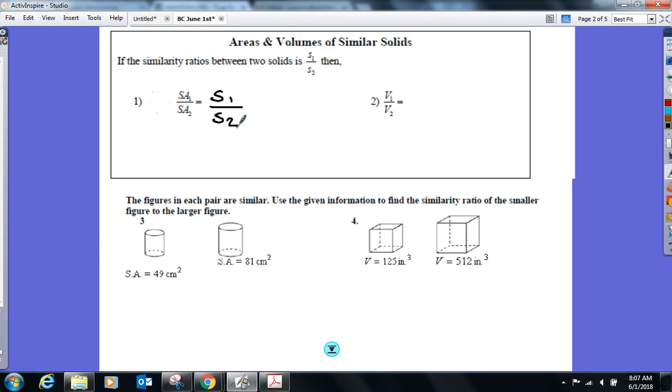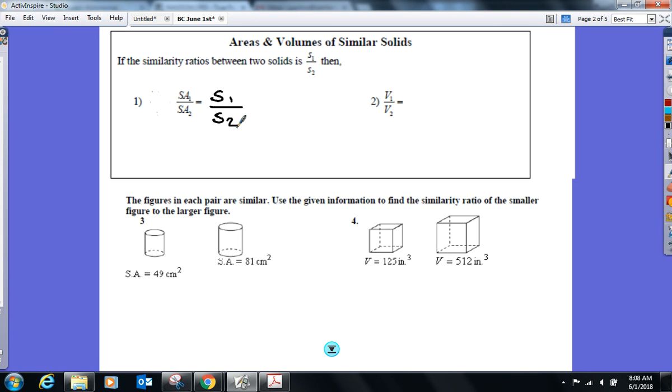That's the ratio of two sides. Do you think they're equal? If I know the ratio of two sides, would that be the same as the ratio of their surface areas? Take a while. What do you think? Yes or no? Same ratios? No. Surface area.